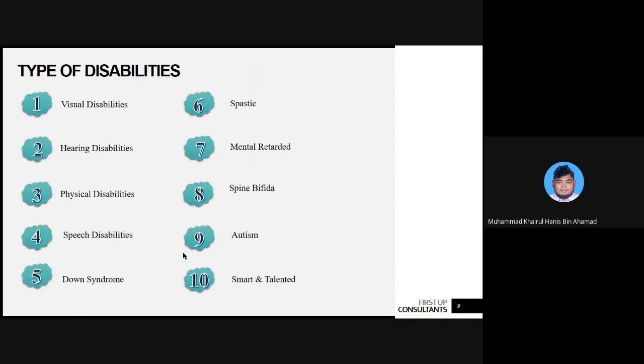Okay, there are 10 types of disability. First is visual disability, which is about eye problems. Second is hearing disability. Third is physical disability. Fourth is speech disability. Fifth: Down syndrome, spastic, mental retardation, spina bifida, autism, and smart and talented.